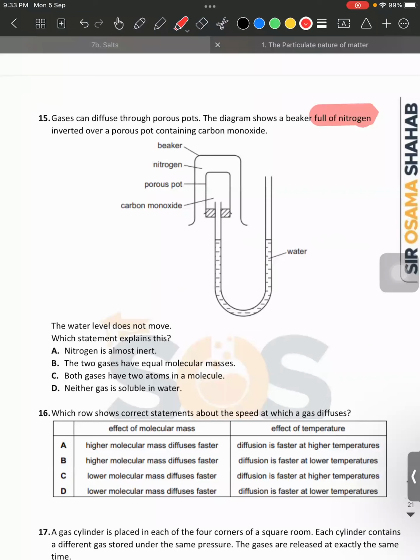This beaker is full of nitrogen, and they are saying the inverted porous pot contains carbon monoxide. And we know that both have the same molecular mass, right? So they are saying the water level does not move. Which statement will explain the right answer? The two gases having equal molecular masses. That is why the water level is not increasing or changing, right? Very good, Abir. Perfect answer, beta.